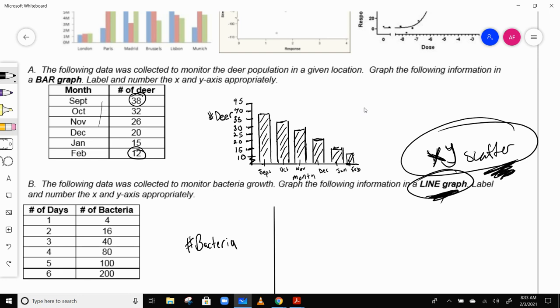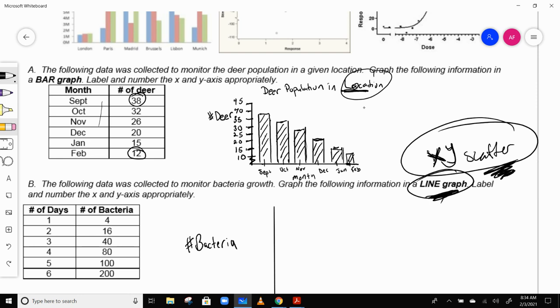So we have deer versus month. Well, what are we looking at? We're looking at the population of deer. So deer population. And then I would say deer population in blank, wherever the location is. And the location. Let's just say location. Usually you're going to know where the location is, I hope. Okay, so that tells us a little bit something new.